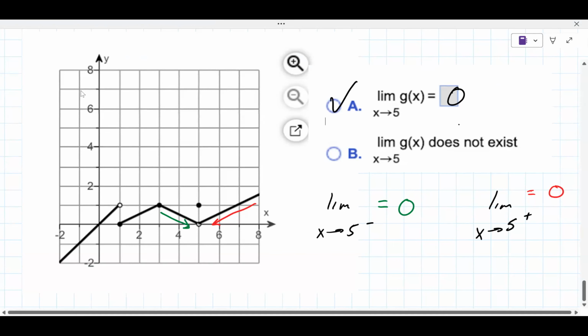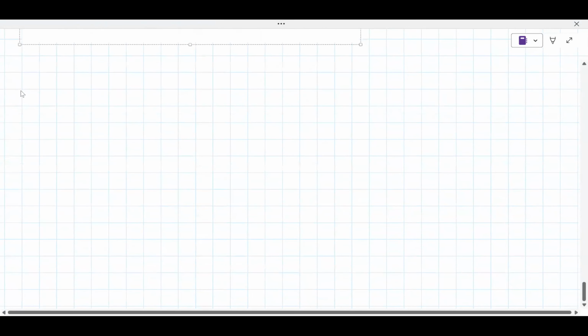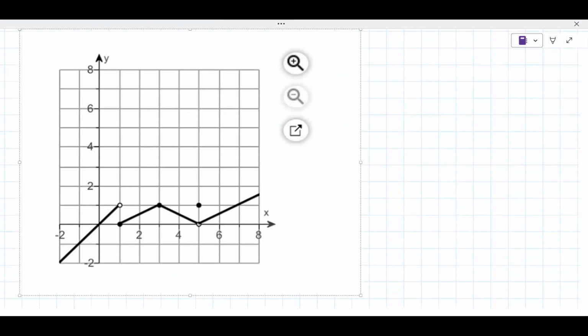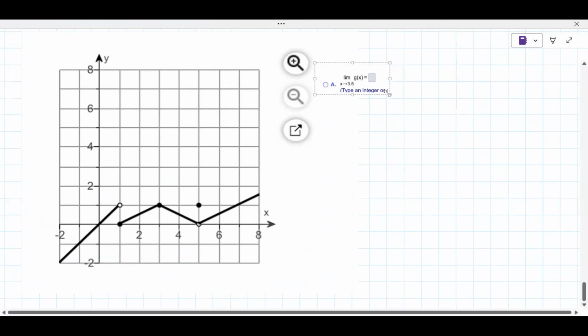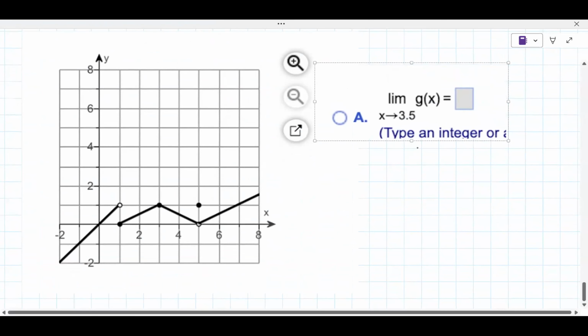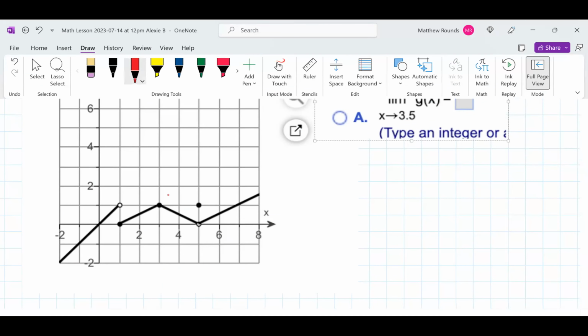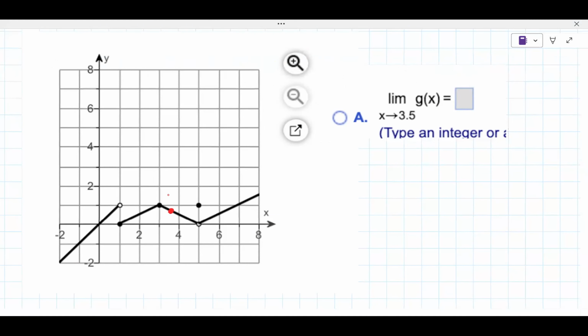So let's do the last grouping of these. This is a classic test question, by the way. If you were in a classroom, you'd for sure get one of these on your test. So now you're approaching 3.5, which is right there. You just have to estimate the y value because it approaches the same thing. So maybe 0.7, 0.8. I'm not sure. There is some tolerance there, but I couldn't say for sure.